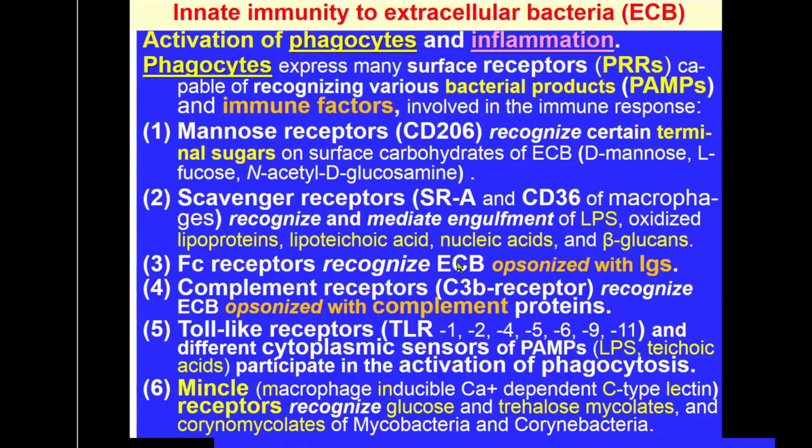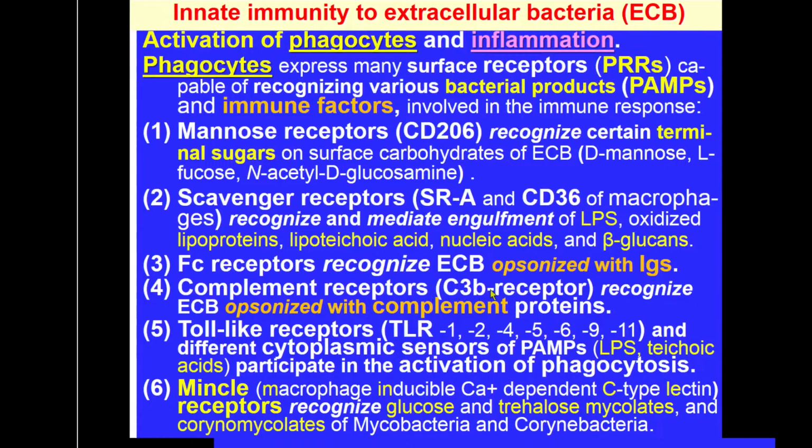Fc receptors recognize extracellular bacteria opsonized by immunoglobulin M or immunoglobulin G. The Fc receptor binds to the Fc portion of immunoglobulin. If this immunoglobulin binds to the antigens on the surface of bacteria, it makes the bacteria visible for the phagocyte through the Fc receptors.